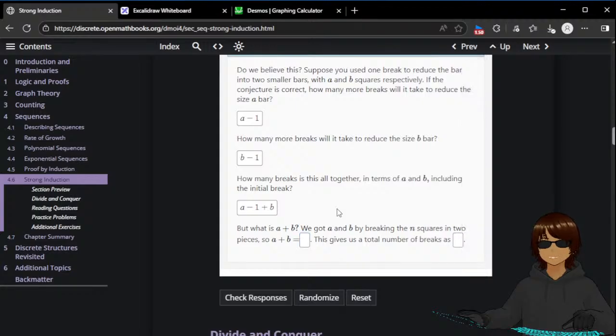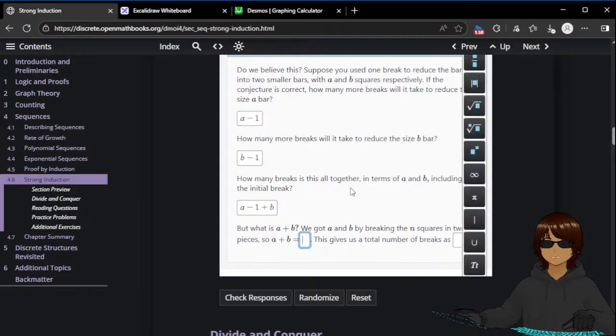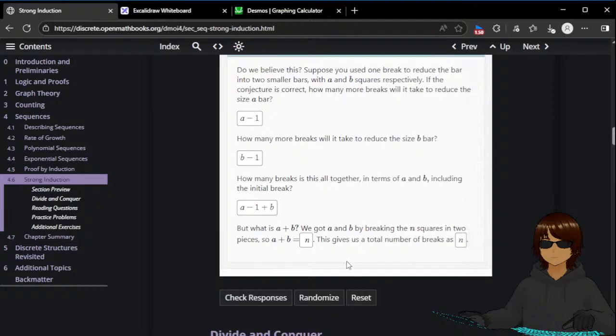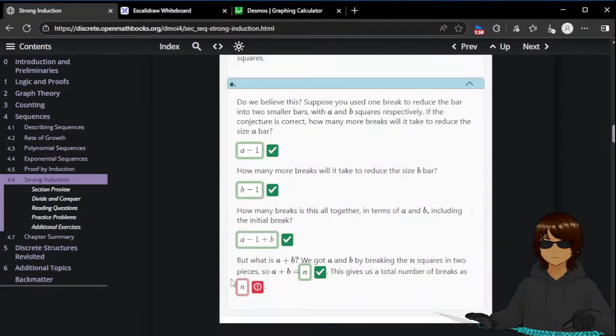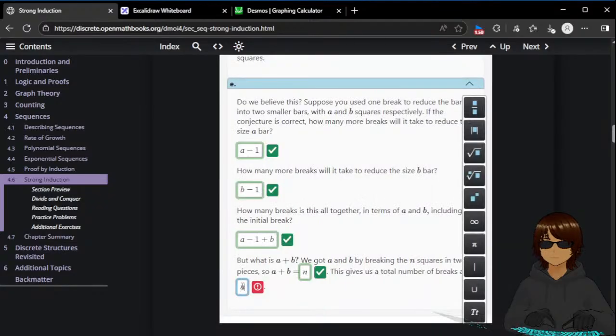What is A plus B? We got A and B by breaking n squares into two pieces. So A plus B is n, giving us the total number of breaks as n. Oh, n minus 1.